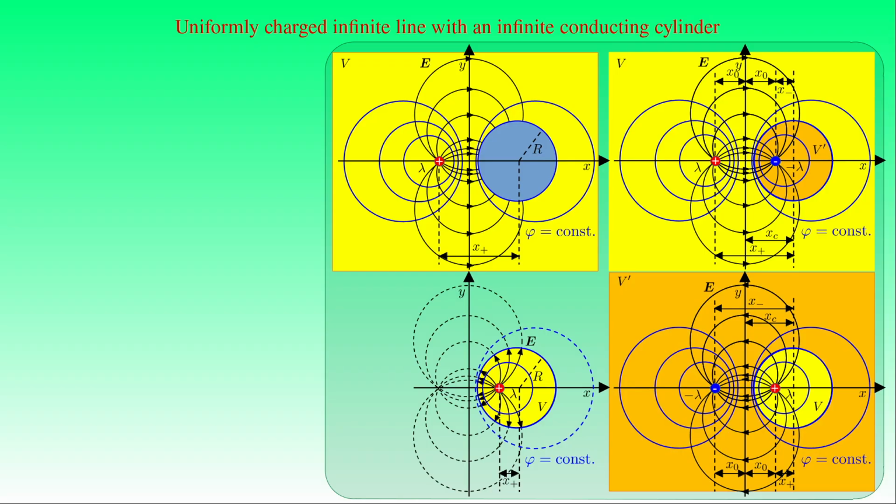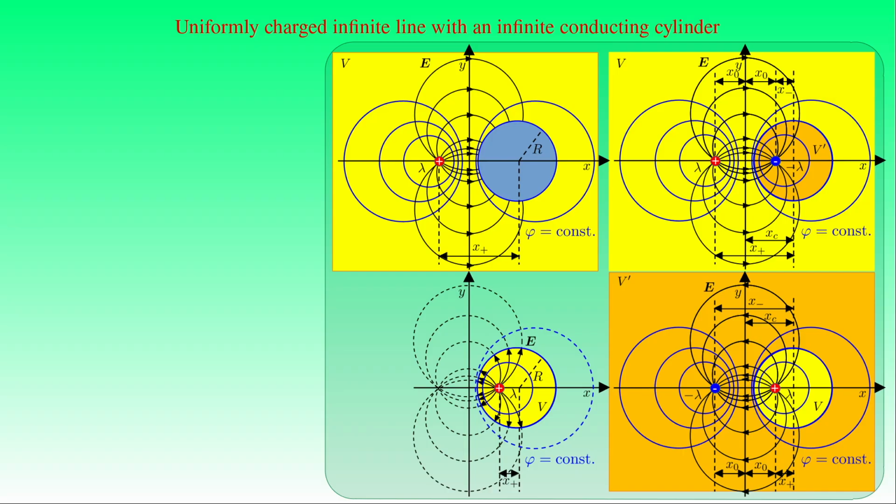The line charge and an image line charge at the distance 2 times x0 produce the same electric field in the volume of interest V as the line charge with the cylinder. We only need to determine the distance x0 for a given distance between the line charge and the center of the cylinder and a given radius of the cylinder.